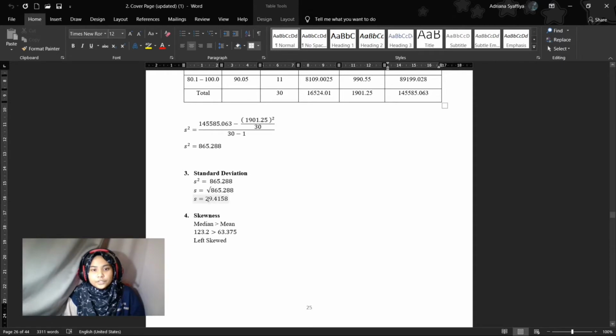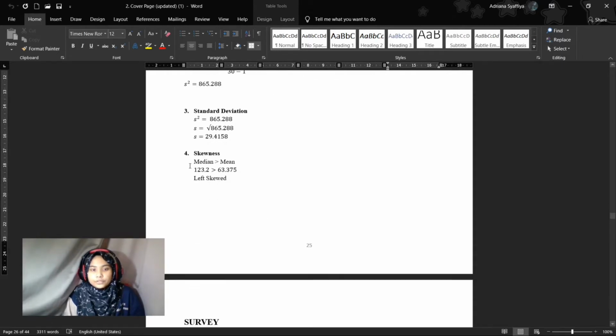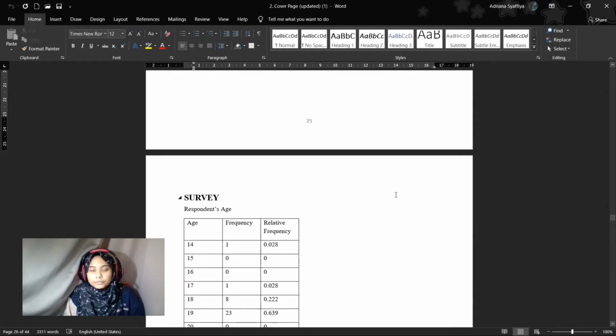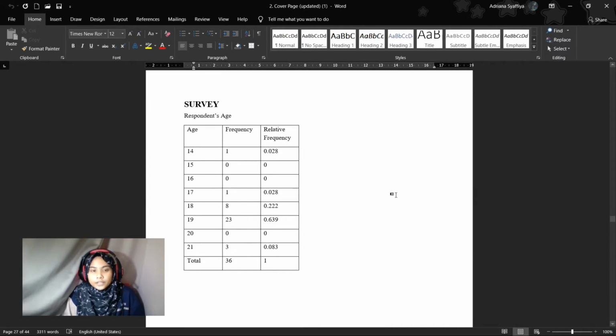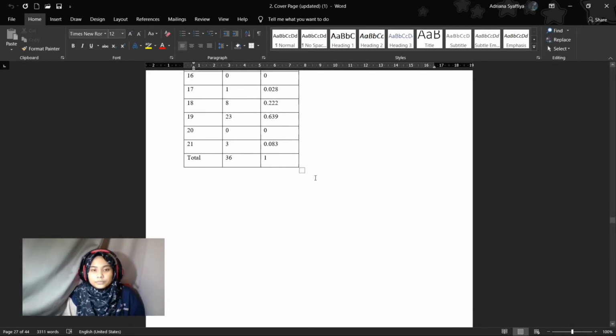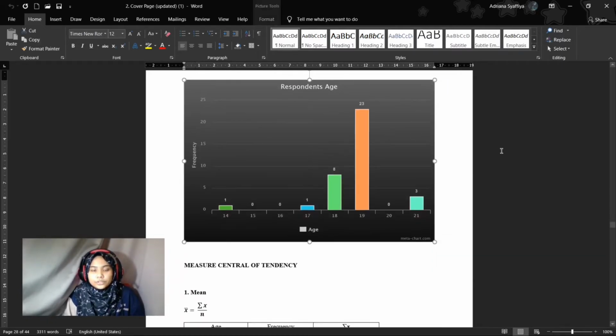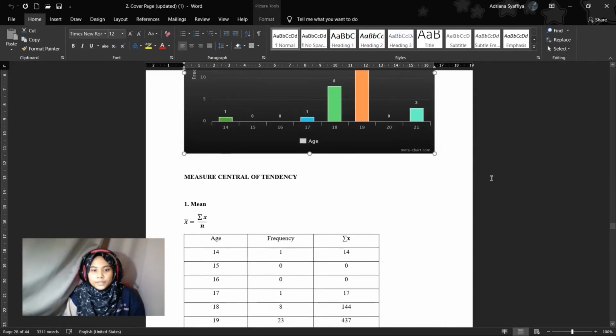And then standard deviation, just square root the variance. For skewness, see the median and mean, whether they are more or less the same. And this is the survey respondents' age frequency table.